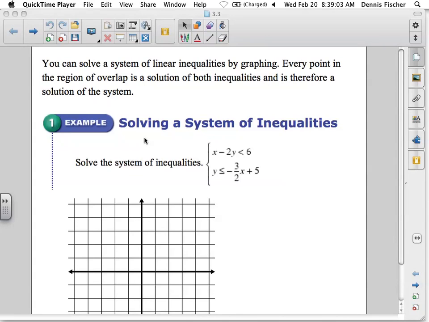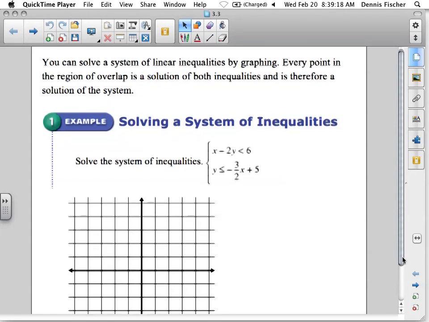A system of inequalities. And inequalities mean we're going to graph a shape. It's not just going to be a dot. It's going to be an area. And so like on here, we have two equations.